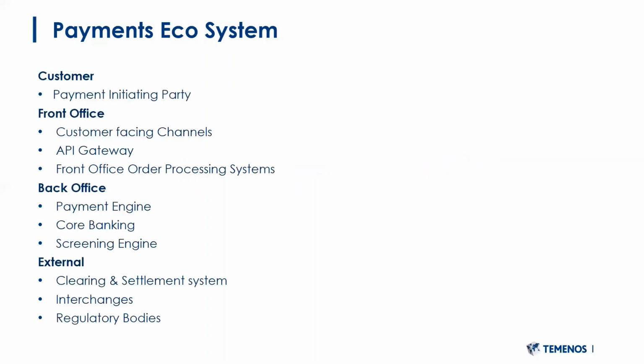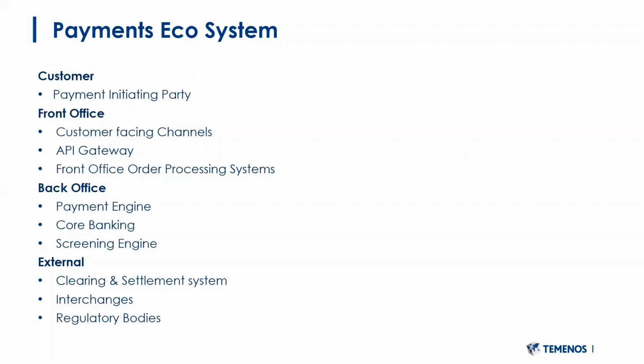So first, let's see the basic entities of a payments ecosystem. First is a customer, the most important entity in the ecosystem, who is initiating the orders. He could be a retail customer or a corporate customer. He could be from a call center. He could be an agent of your bank. Anybody who is initiating a payment.